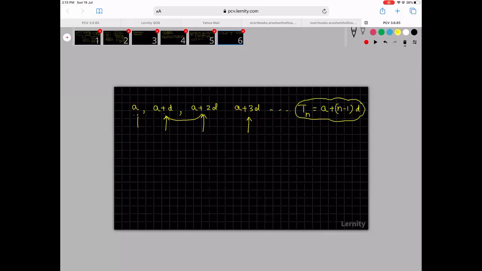Okay, such a sequence of numbers is referred to as an arithmetic series. Okay, do we understand this? Any doubts you all have?